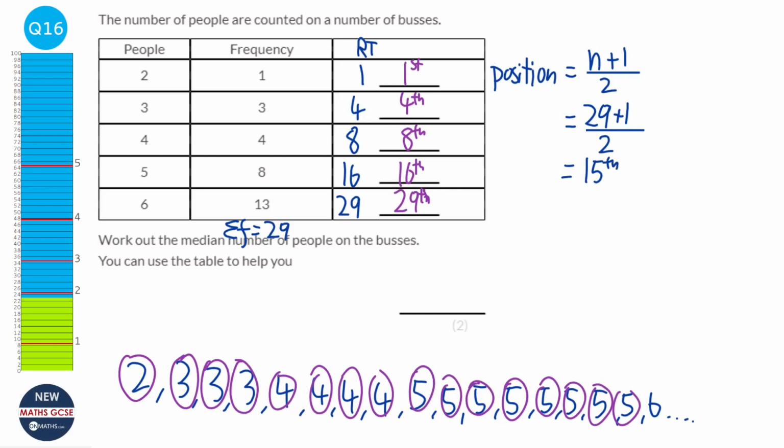So looking down our running total list, well, the last number that's a 4 is the 8th number, so we haven't got to the 15th number yet. And the last number that's a 5 is the 16th number. So if the last number that's a 5 is the 16th number, then surely the 15th must also be a 5. And so our median is 5.